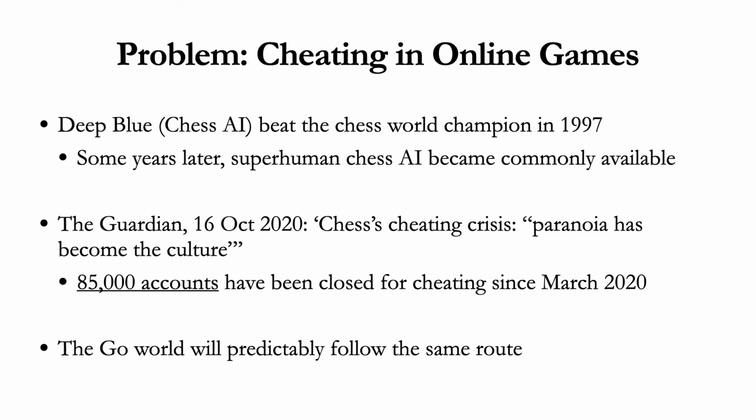Recently, The Guardian published an article titled "Chess's Cheating Crisis. Paranoia has become the culture." Chess AIs are now so common that everybody has access to them. This has resulted in an increasing amount of online cheating. In Go, the world champion was first defeated by an AI in 2016. Now the Go world is quickly heading in the same direction as chess, with online cheating gradually becoming more rampant.